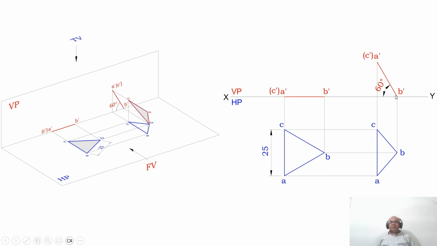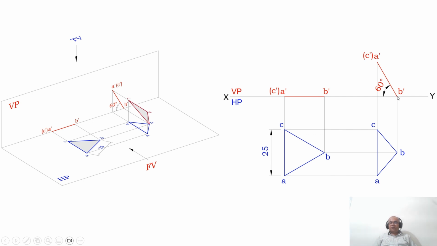That means instead of having AB equals 25, it will be less than 25. Similarly, BC also will not be 25, it is less than 25. So this is how you will be able to write the second position front view and also the second position top view.